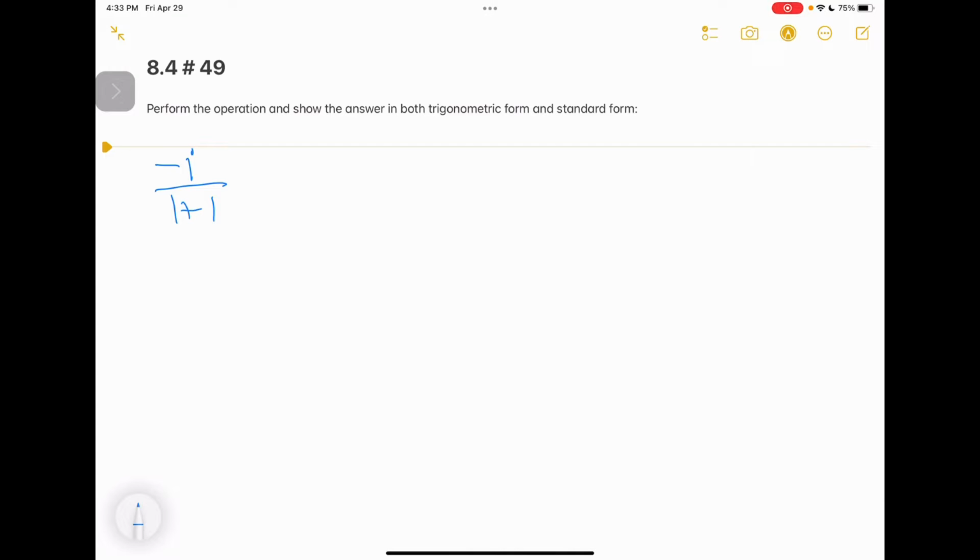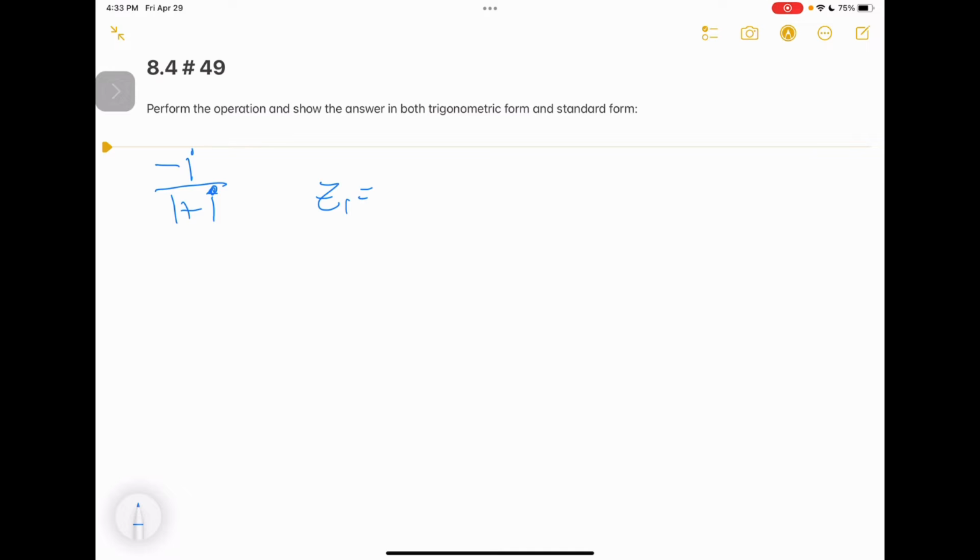This problem, 49 from 8.4, wants us to perform the operation and show the answer in both trigonometric form and standard form: negative i over 1 plus i. And so we have two complex numbers to look at. I'll caution you that every time I do this problem and go look at the answer, it's the same answer, but from a different perspective.